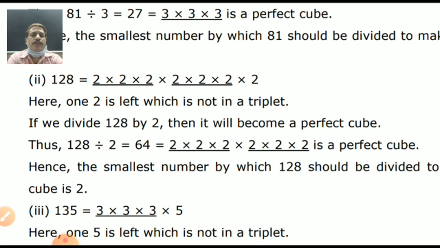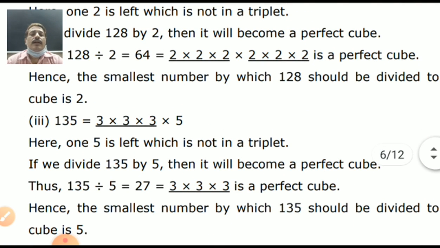Yes, one more is here, 135. 135 has 3 into 3 into 3 multiplied by 5. So 5 is extra here. So you can divide by 5, which gives me 27. And just now in the previous question we saw this thing. 27 is a perfect cube. Yes or no? Yes, correct.